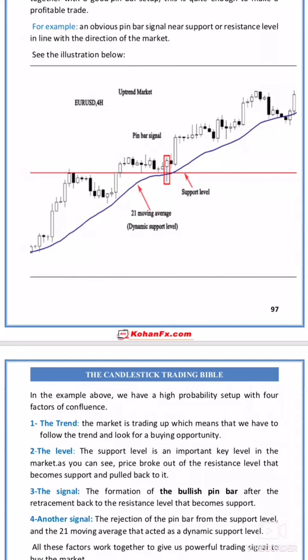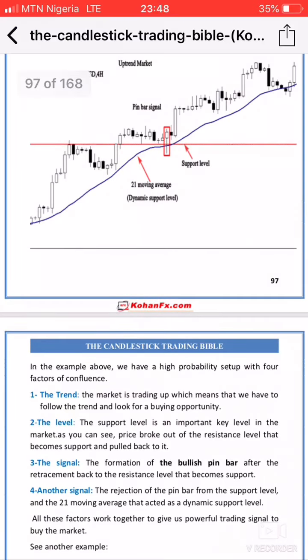Number 2, the level. The support level is an important key level in the market. As you can see, the price broke out of the resistance level that becomes support and pulled back to it. Number 3, the signal. The formation of a bullish pin bar after the retracement back to the resistance level that becomes support. Another signal, the rejection of the pin bar from the support level and the 21 moving average that acts as a dynamic support level. All these factors work together to give us a powerful trading signal to buy the market.